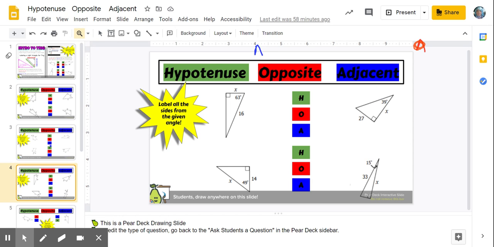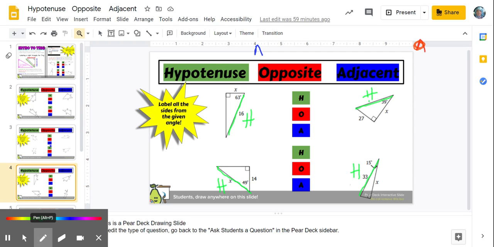So I'm going to take over your screen again. I'm going to share my slide 4 just to make sure we all have the same answers here. I've got the hypotenuse. That's a side. Make sure you're labeling the sides. Some people, it kind of looks like you're labeling angles.